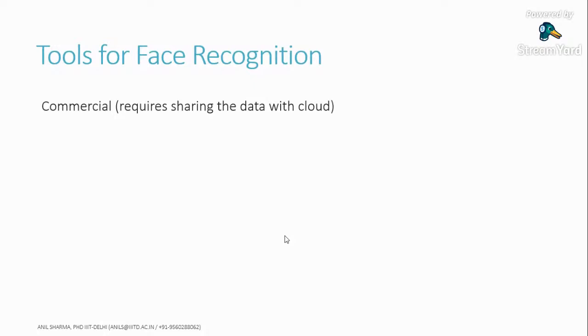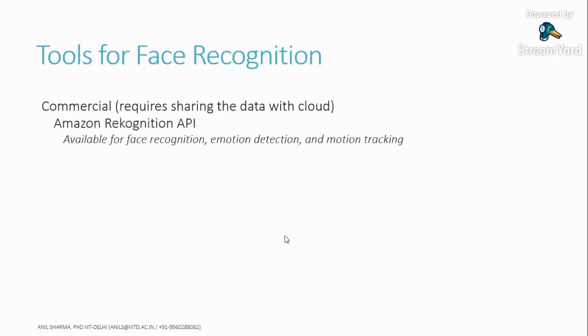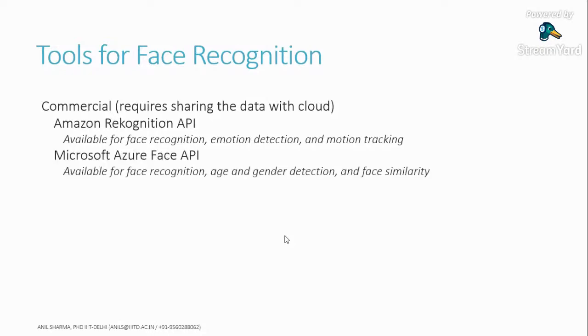So there are many tools available for face recognition. Many commercial and open source tools are available. For commercial tools, you are required to share the data with a cloud. That means you are uploading your face images, the face recognition will happen on the cloud, and then you will get the results. One of the most common commercial face recognition APIs is Amazon Rekognition API, which can perform face recognition, emotion detection, and motion tracking from the images. Another common API is Microsoft Azure Face API, which can perform face recognition, age and gender detection, and face similarity matching.